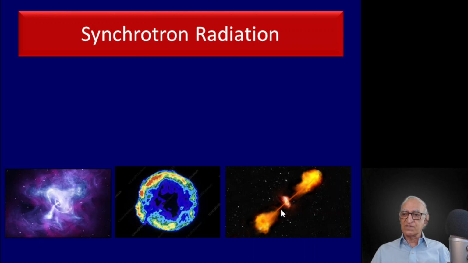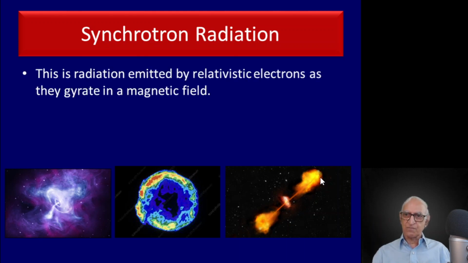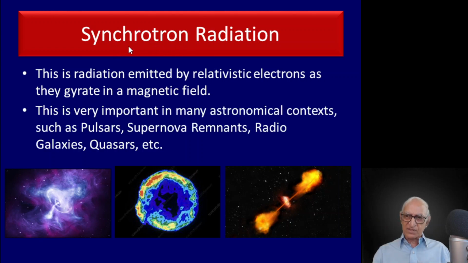This is a radio image of a jet from a giant supermassive black hole in an active galactic nucleus. The radiation, in all these cases, is emitted by relativistic particles going around in a magnetic field, and that radiation is called synchrotron radiation. So let us discuss this. Synchrotron radiation is very important in many astronomical contexts, such as pulsars, supernova remnants, radio galaxies, quasars, and so on.